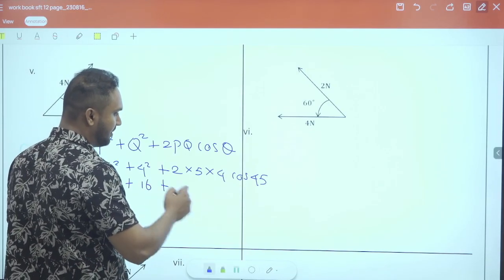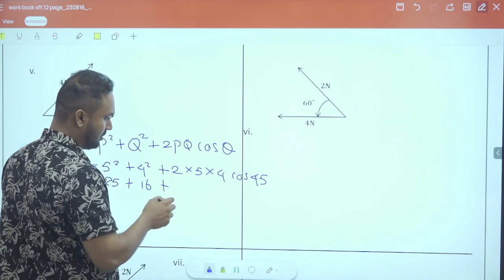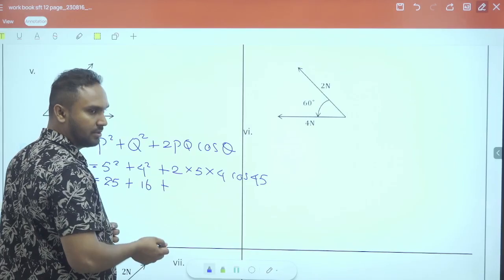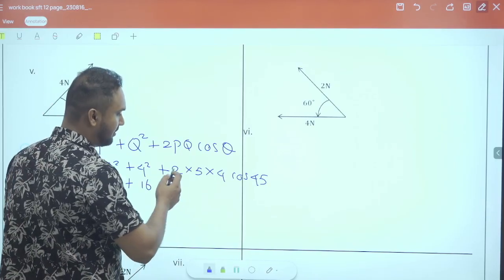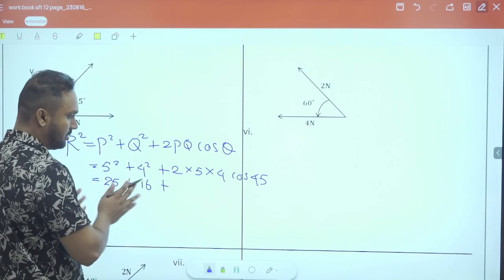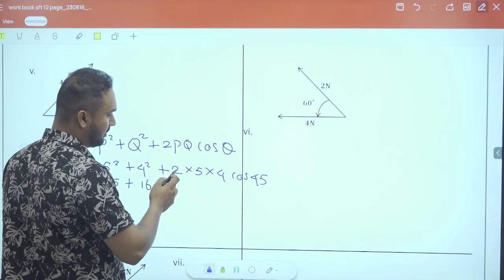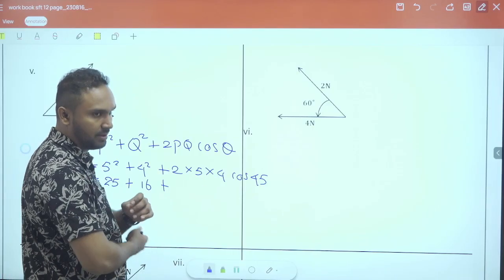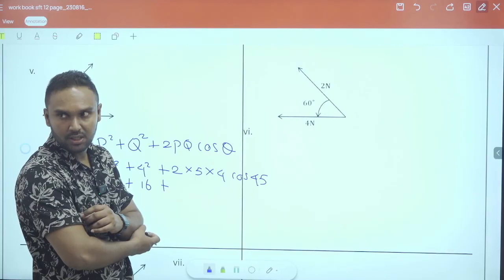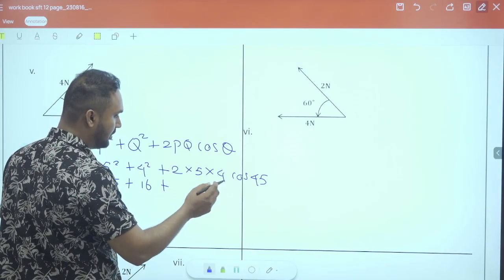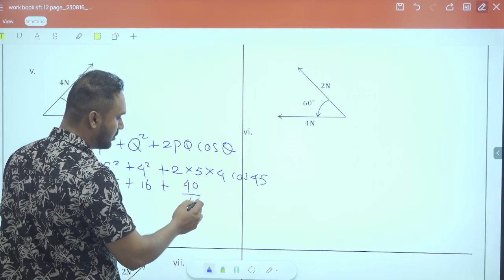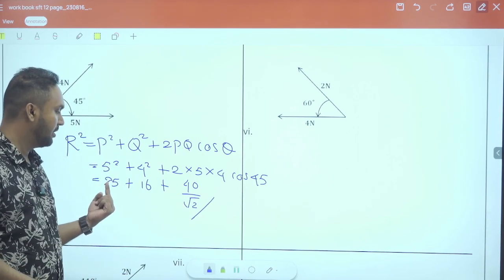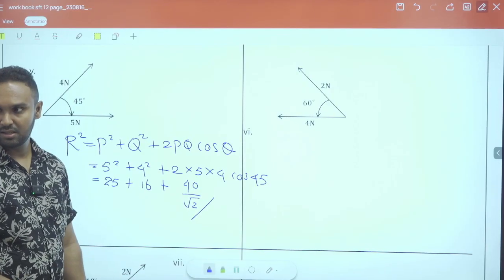I have to simplify this part separately. Some people add the 16 to the 2 or 5 or 4, but you can't do it like that. You have to simplify the whole thing at once and add it to this part. So 2 into 5 is 10, 10 into 4 is 40, 40 cos 45, right? Cos 45 is 1 over root 2, so 40 over root 2. Can you add 25, 16 and 40?